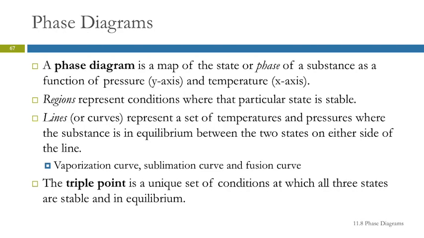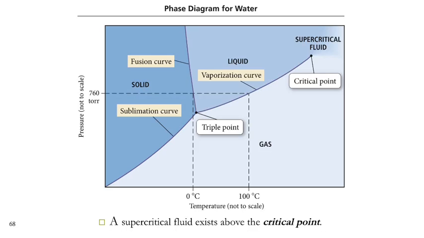Okay, phase diagrams. This is sort of like a map of the state of a substance. Phase is another word for state, meaning the physical state: solid, liquid, gas. In this map, we have pressure on the y-axis and temperature on the x-axis. I'll just give you a quick look at this one.